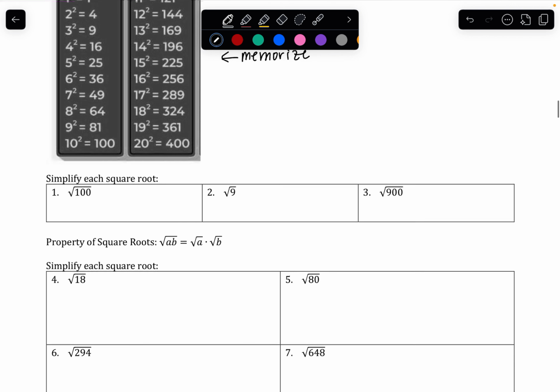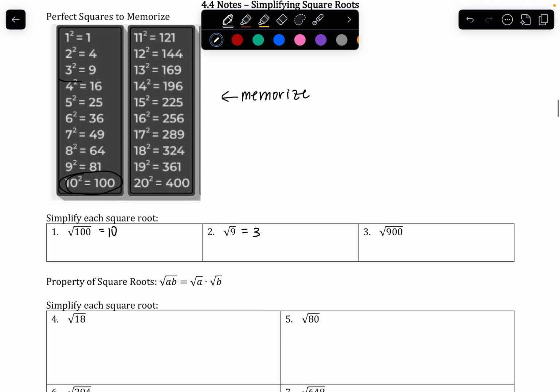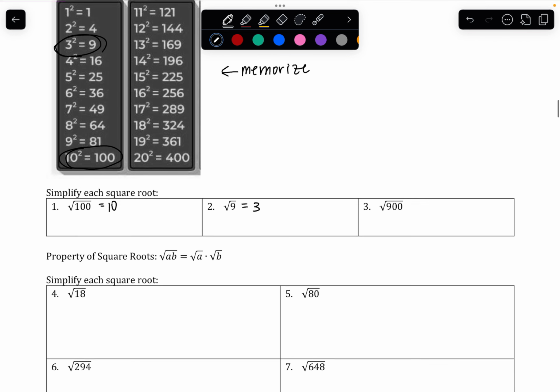Okay, and so when you have a perfect square, if you see the square root of 100, that would equal 10 because 10 squared is 100. A square root unsquares things. And so the square root of 9 would be equal to 3 because 3 squared equals 9.